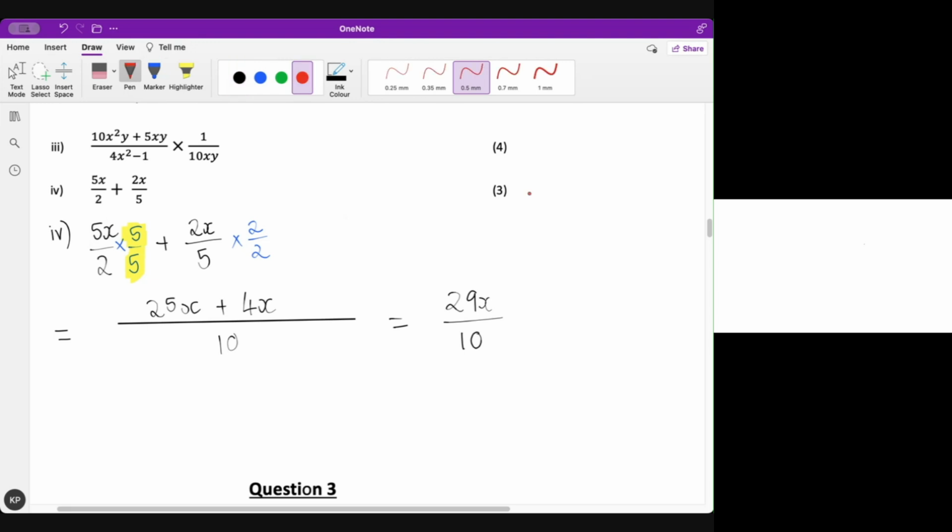Okay, let's see where our 3 marks comes from. First one is for correctly identifying your lowest common denominator. And then for these 2 terms being correct, and then 1 for the final answer.